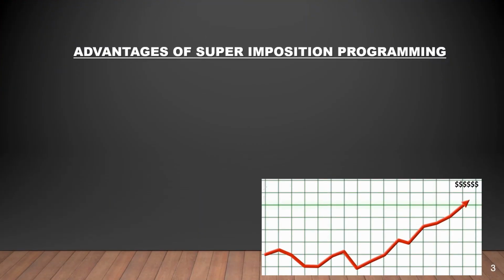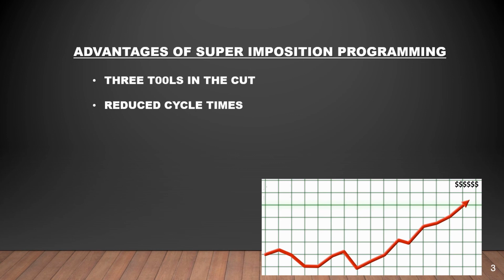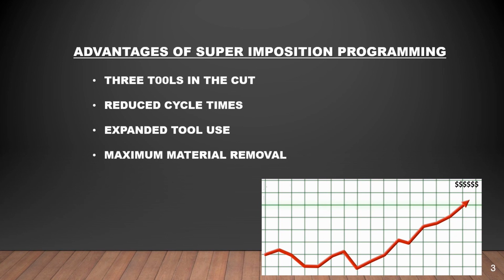So to review the advantages of superimposition programming: number 1, 3 tools in the cut, reduced cycle times, expanded tool use, maximum material removal, and increased profits.